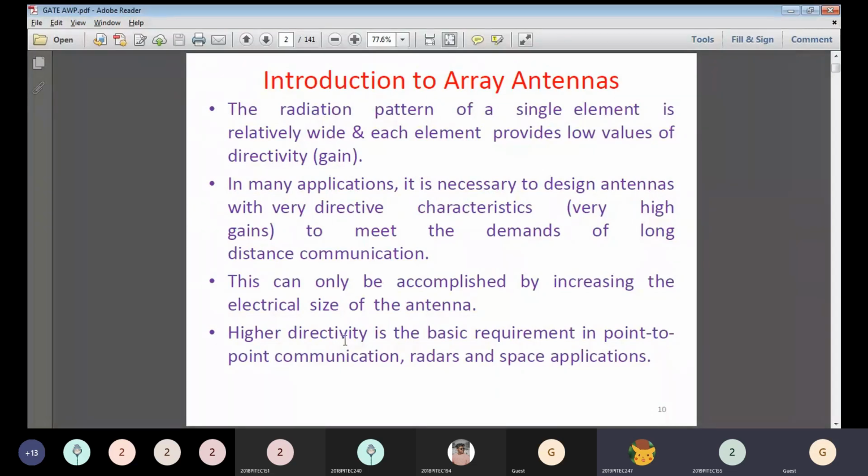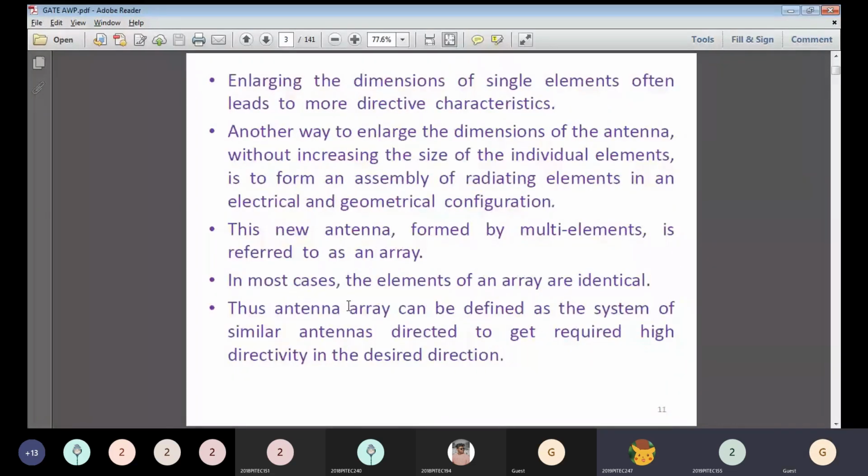Higher directivity is a basic requirement in point-to-point communication, radar and space. Enlarging the dimension of a single element often leads to more directive characteristics. Another way to enlarge the dimensions of the antenna without increasing the size of the individual elements is to form an assembly of radiating elements in an electrical and geometric configuration. This new antenna formed with multiple elements is referred to as an antenna array. Keep this point in your mind.